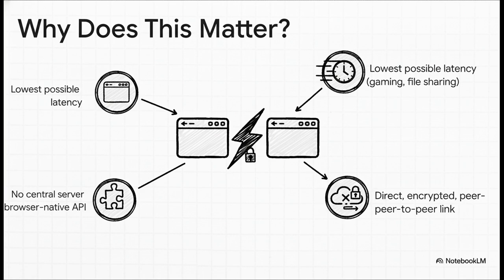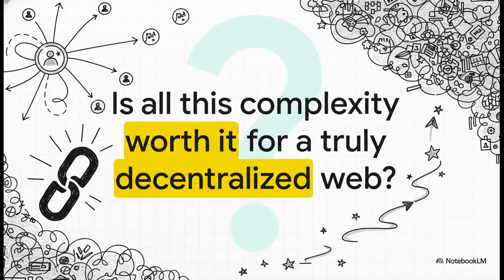Why does any of this matter? Well, because a direct peer-to-peer link gives you the absolute lowest possible latency, which is critical for gaming or live video. It gets rid of the server bottleneck. It's encrypted end-to-end by default, and it's all based on an open standard built right into the browser you're using this very second. Which brings us right back to the beginning.